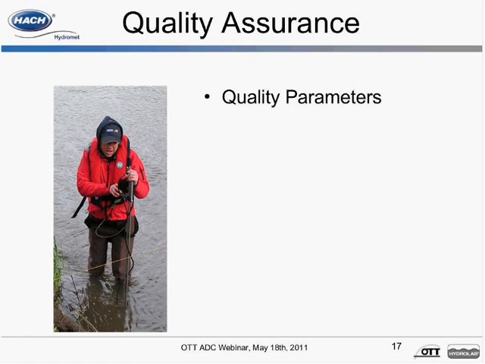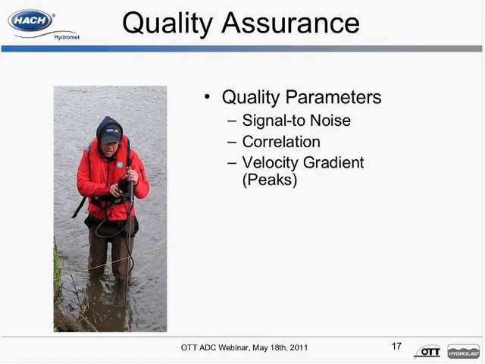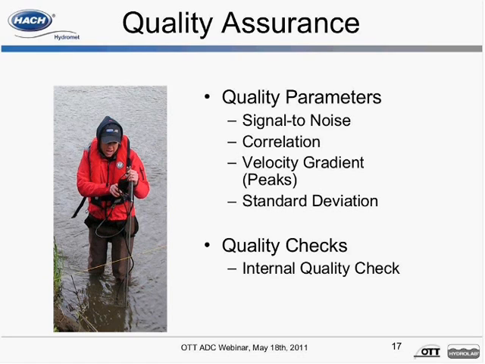Quality control parameters determine whether the measurement is valid. Parameters include signal-to-noise, correlation, velocity gradient, and standard deviation. Measured values that meet the internal quality check criteria are saved. For example, if the measurement time is set to 30 seconds, the ADC collects a maximum of 30 values for each sound pulse. At the end of the measurement time, the ADC checks whether at least 50% of all measured values meet the associated criteria.